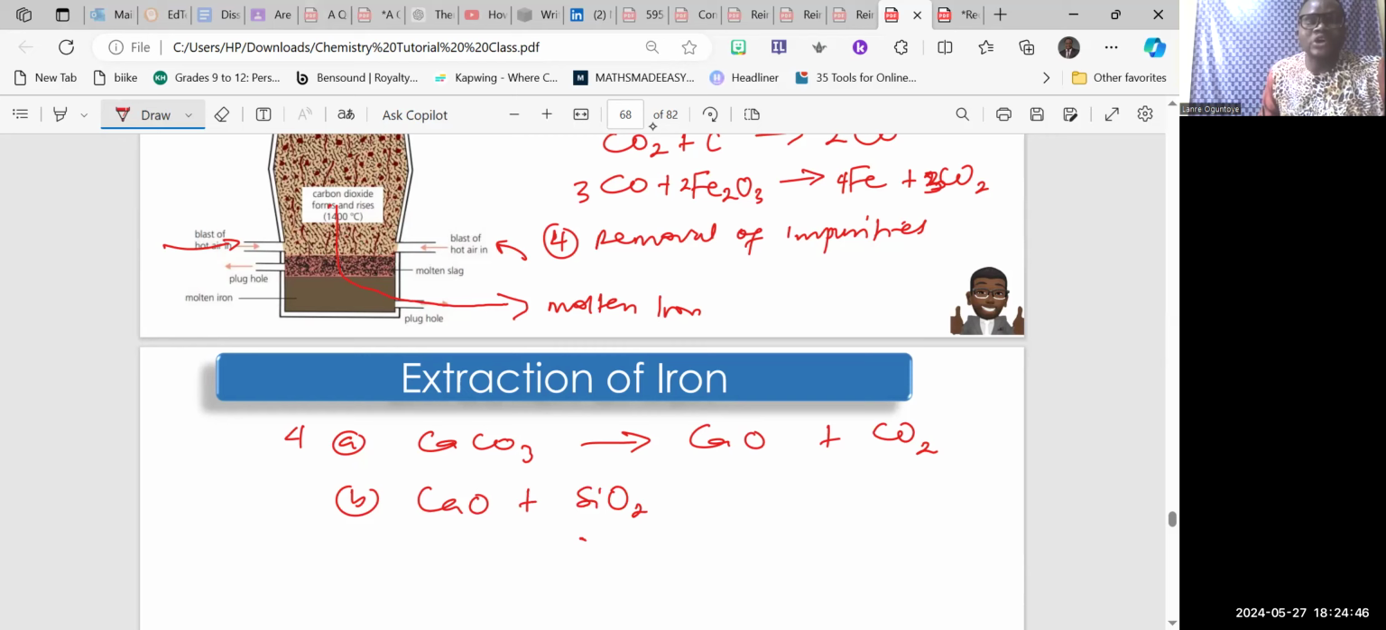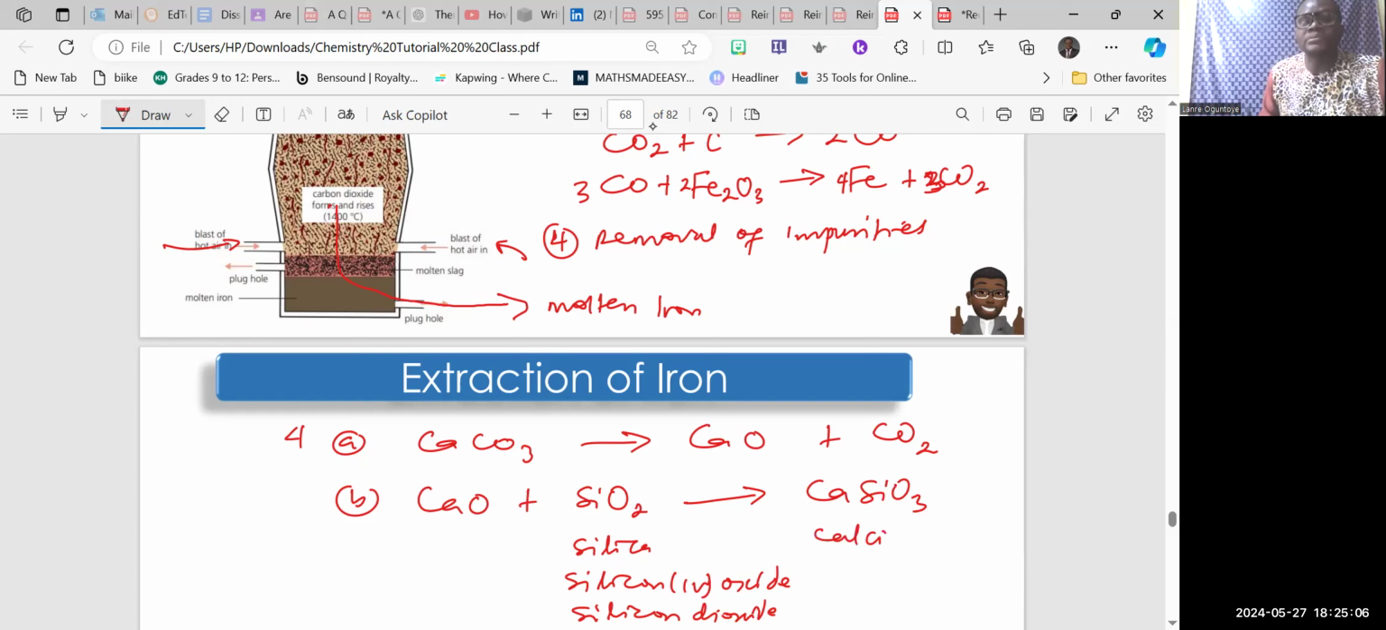Then the calcium oxide removes every acidic impurity, exemplified by silica. This is called silica or silicon dioxide. Okay, so these react together to form calcium silicate. The calcium silicate is popularly known as slag. And that slag is less dense than iron. So it is formed just above the iron, where it is tapped off.